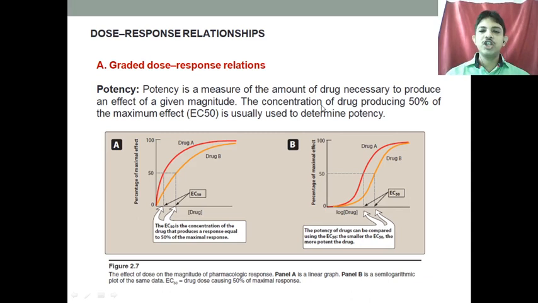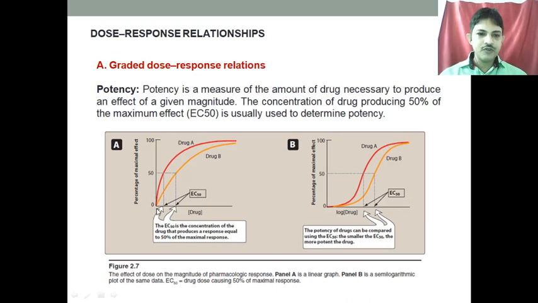Now, the concentration of the drug that produces 50% of the maximum effect is known as the EC50. What does EC50 mean? EC50 is the concentration of the drug that produces a response equal to 50% of the maximal response.